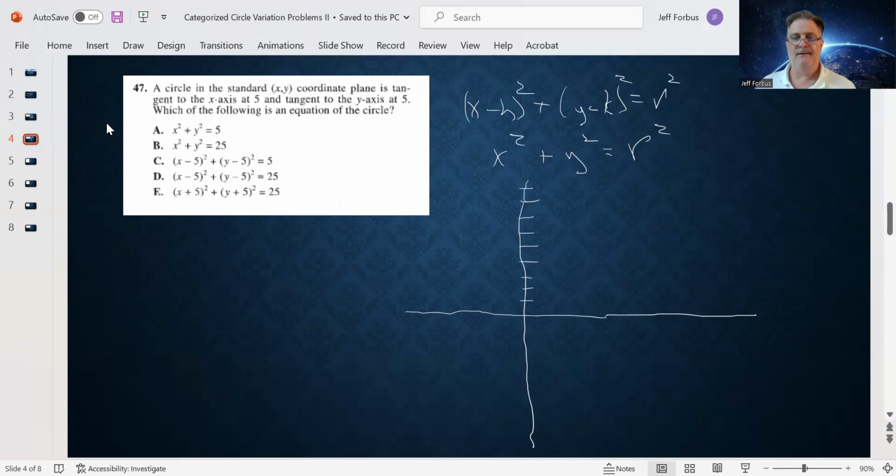All right. So this would be 10, 1, 2, 3, 4, 5. Here's 5. There's 5. There's 10. So it tells us the circle is tangent to the x-axis and tangent to the y-axis. So tangent means it's going to touch one point at both of these.